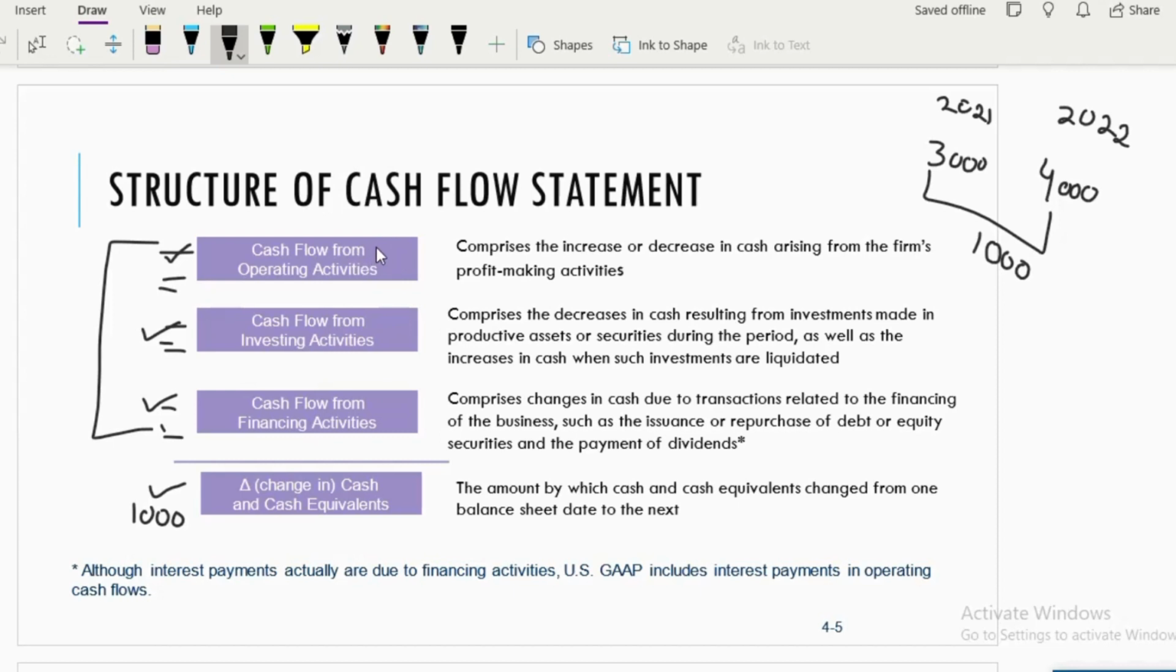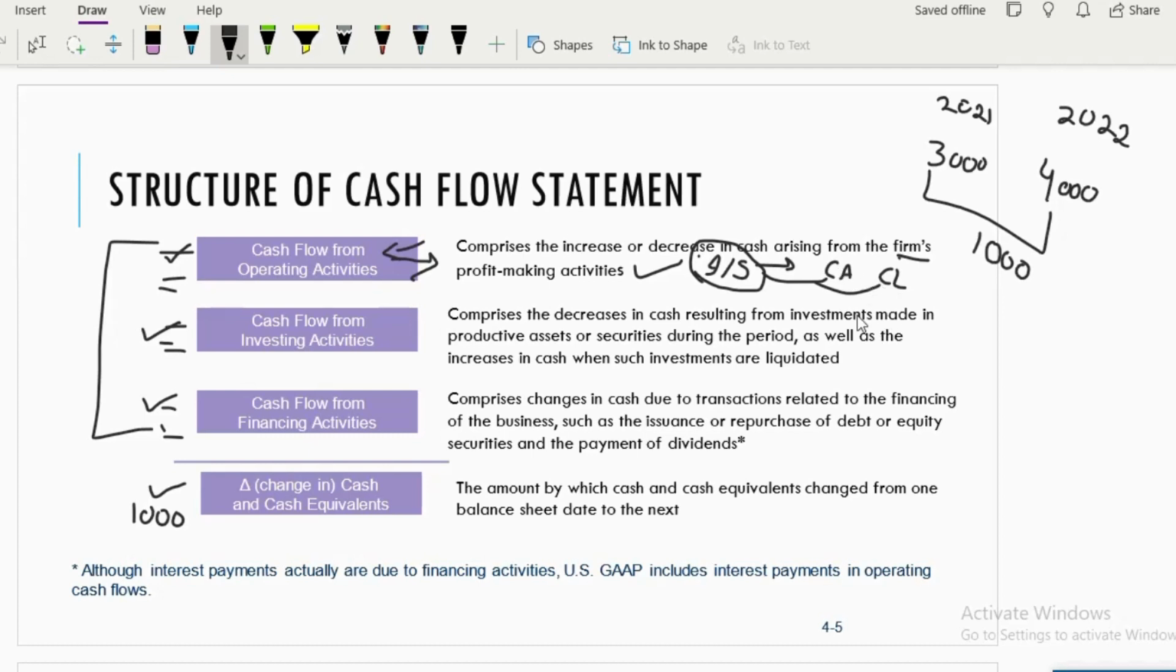The first section is cash flow from operating activities. It tells us the increase and decrease in cash because of the company's operations, the firm's profit-making activities. Companies perform operations to make a profit, right? So this section tells us about the operating activity, and we can find the operations during the year in the income statement, followed by current assets and current liabilities, because whatever is in accrual or deferral form will be reflected in the current assets or current liabilities section.